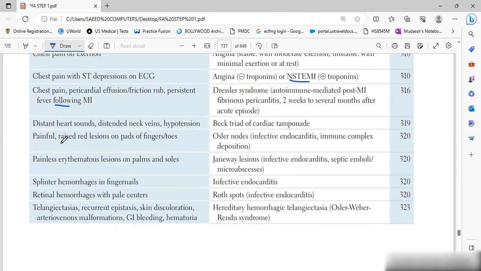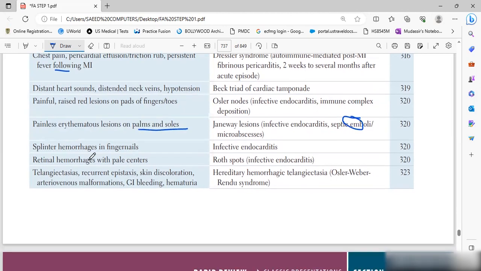Painful, tender, raised red lesions on the pads of fingers and toes. So Osler nodes are painful. It is infective endocarditis, due to immune complex deposition. Painless erythematous lesions on palms and soles are Janeway lesions, due to septic embolism. Splinter hemorrhages in the fingernails, it is infective endocarditis. Retinal hemorrhage with pale center, Roth spots.